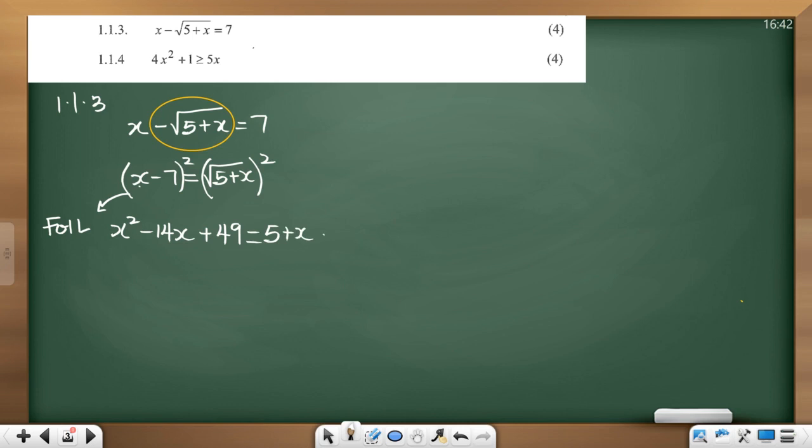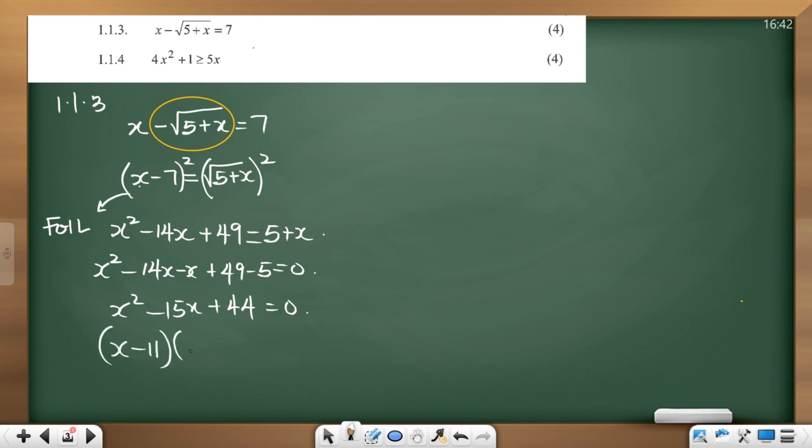Then we have that. Now we can rearrange as x squared minus 14x minus x, writing it in standard form. And what do I have? X squared minus 15x plus 44 equals 0. Find your factors. For me, I have quickly seen, because of time, 11 and 4. All right, x minus 11, x minus 4. If you are not sure of your factors, use your quadratic formula. There's nothing wrong with it. All right, so my answers are x equals 11 or x equals 4.